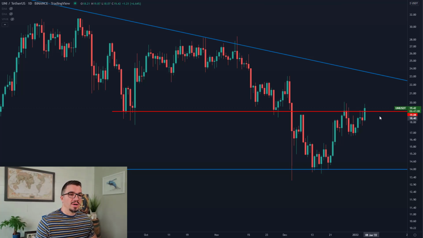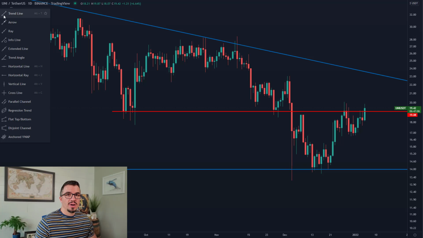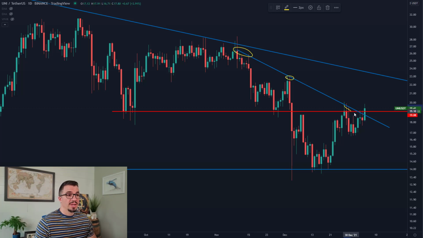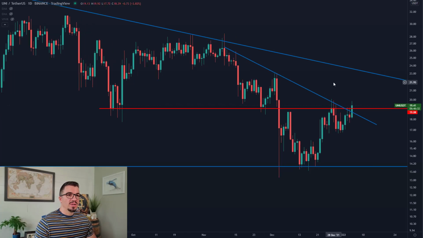Now, this area is also a confluence area based on a trend line off of some of these highs. So you can see here over the past few months, we do have a short-term trend line off of some of these highs back here, as well as this swing high and also the last few weeks. So this becomes an area of confluence around $19 for Uniswap. So if it can close above this area today, tomorrow, whenever, that should flip to support and we could see that push higher.